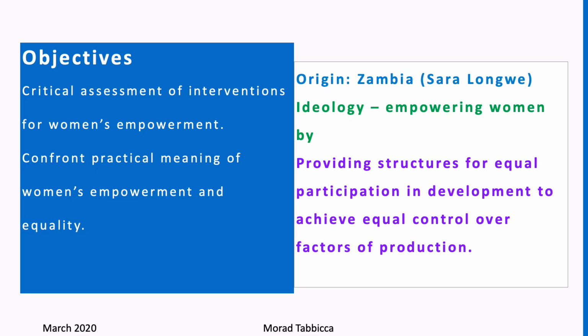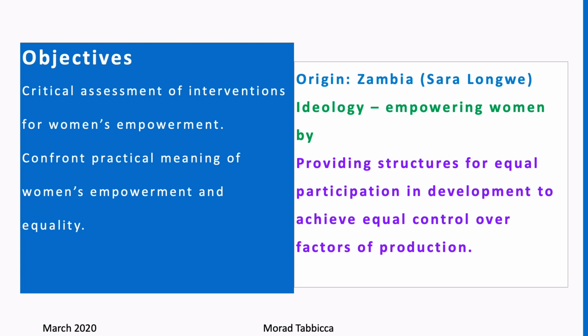So often in development, we hear the phrase, we need to empower women and girls. But what does it mean to empower someone? How does one empower someone? How do you know what you are doing will help women become empowered? The Women's Empowerment Framework helps make practical the concept of empowerment and equality, and helps us look critically at development interventions and their capability to empower women.